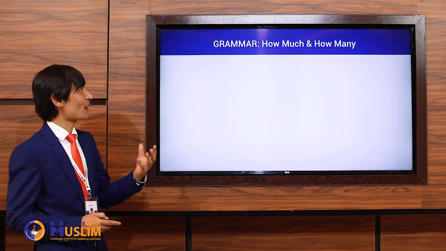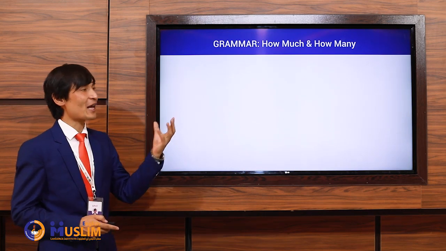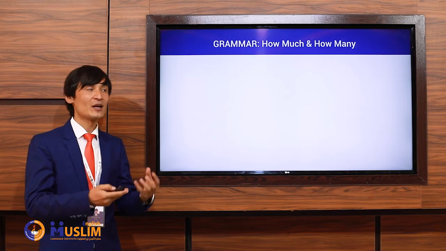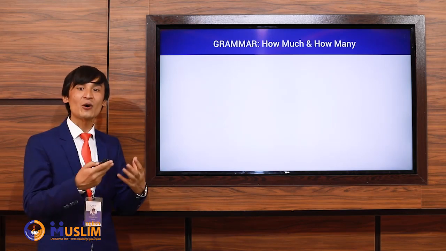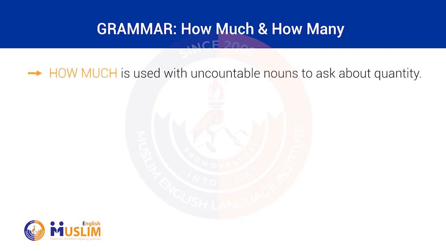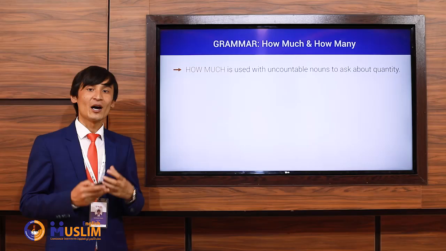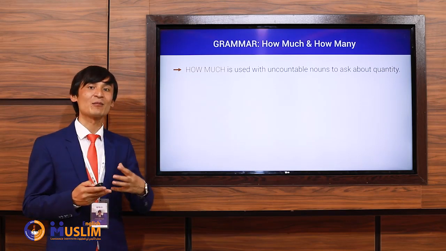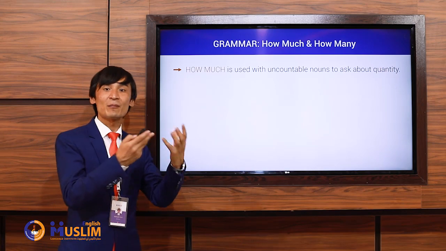And our today's grammar is about how much and how many. How much, چه مقدار, and how many, چند تا یا چه تعداد. How much is used with uncountable nouns to ask about quantity. How much با اسامی غیر قابل شمارش استفاده میشه برای پرسیدن مقدار.